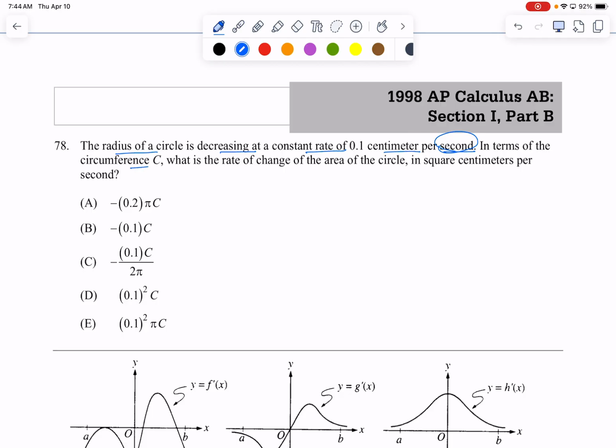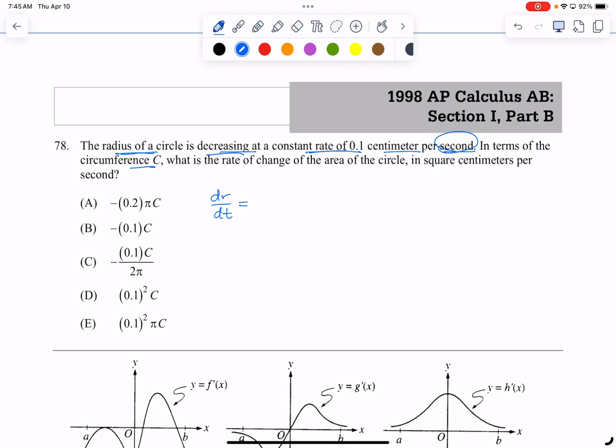They talk about another variable. Related rates are always about relating multiple variables in a rate problem. It's relating like a volume to a radius and a height, or here a radius to a circumference. So when you're relating multiple variables, you know it's a related rate. So let's read it again. The radius of a circle is decreasing at a constant rate of 0.1 centimeters per second. So that's dr/dt.